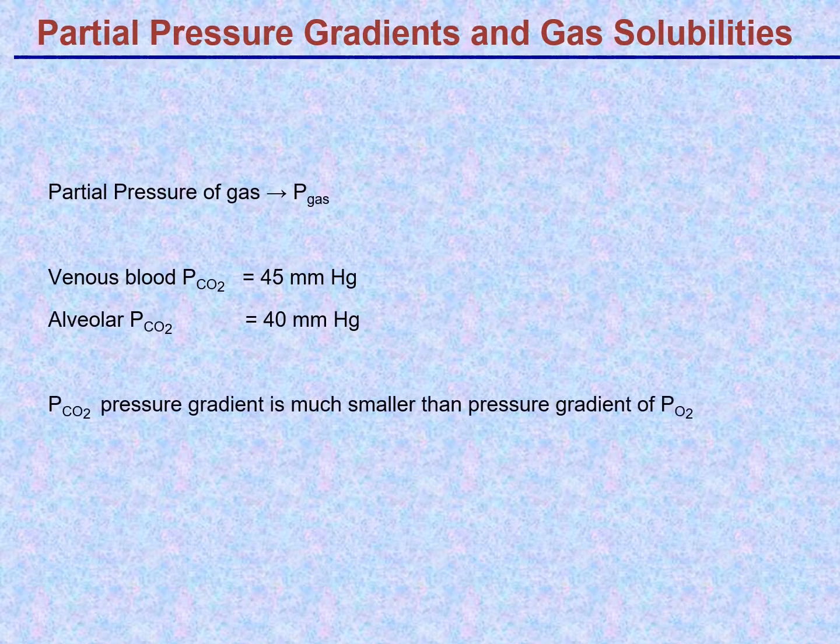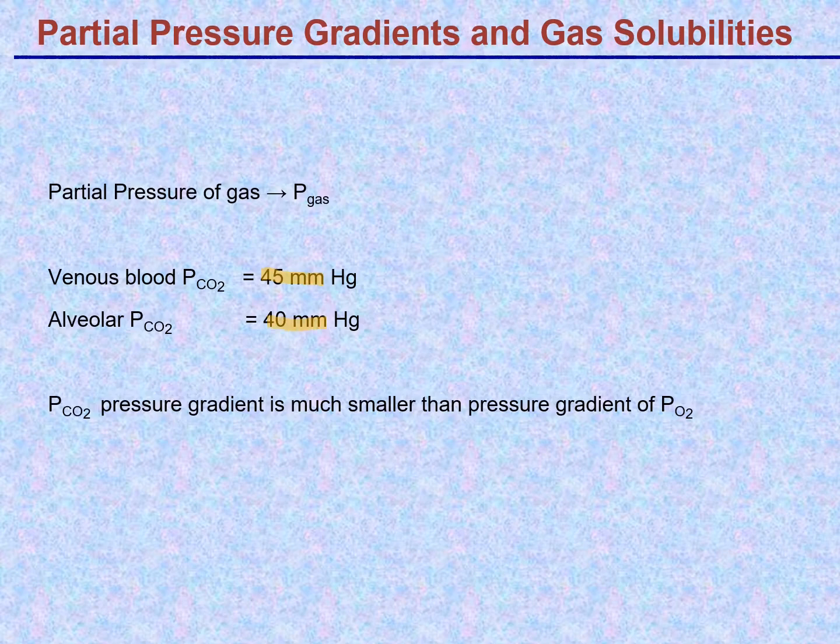Partial pressure, in terms of the CO2: remember the O2 partial pressure was 40 in the venous blood and 104 in the alveolar gas, the space in the alveoli, and also therefore in the arterial blood. And the partial pressure of CO2 in the venous blood is 45, and the alveolar CO2 is 40.